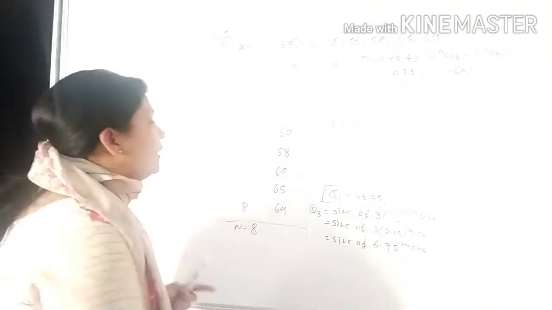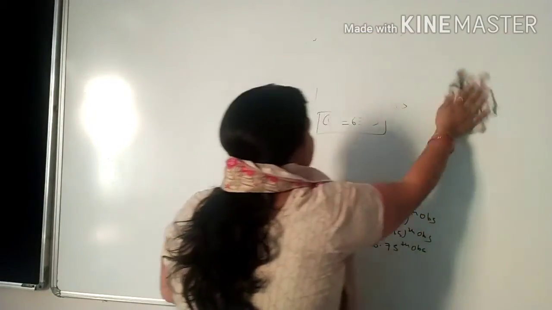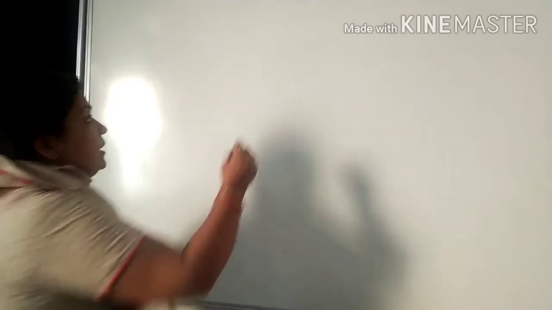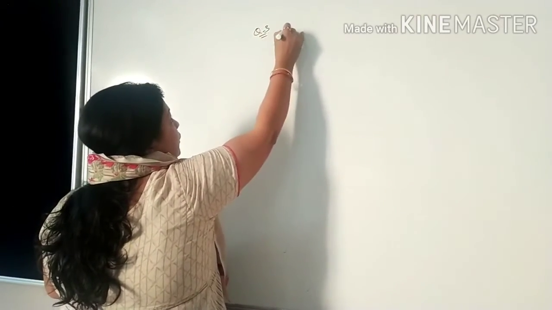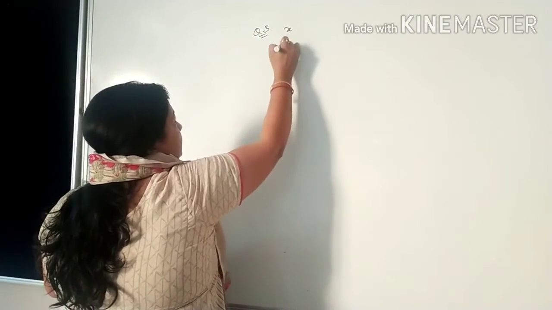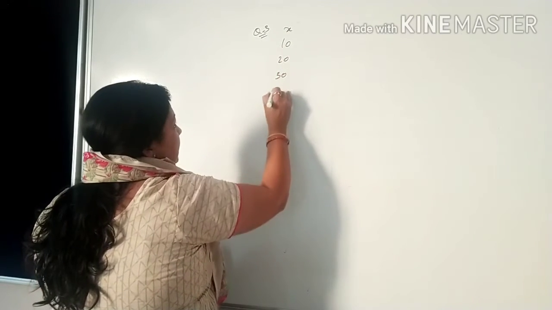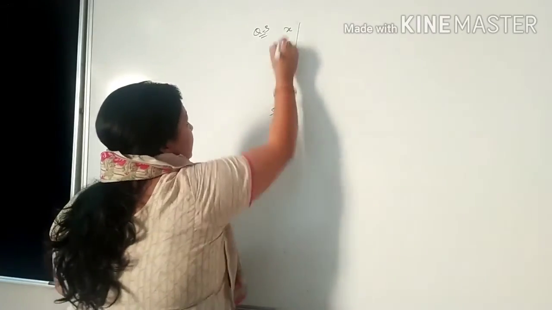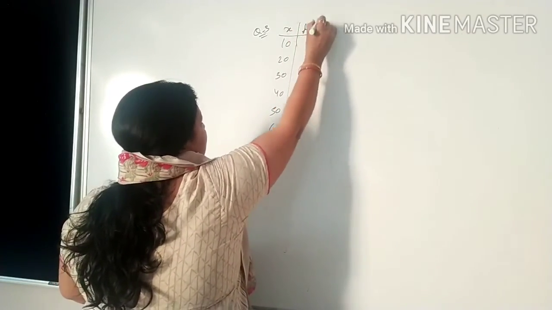Now we are doing the discrete series formula. Discrete series means your frequency and x are given to you. So using the frequency, you apply that formula. Question number 3: x equals 10, 20, 30, 40, 50, 60 and 70. Clear? Now frequency is also given to you.